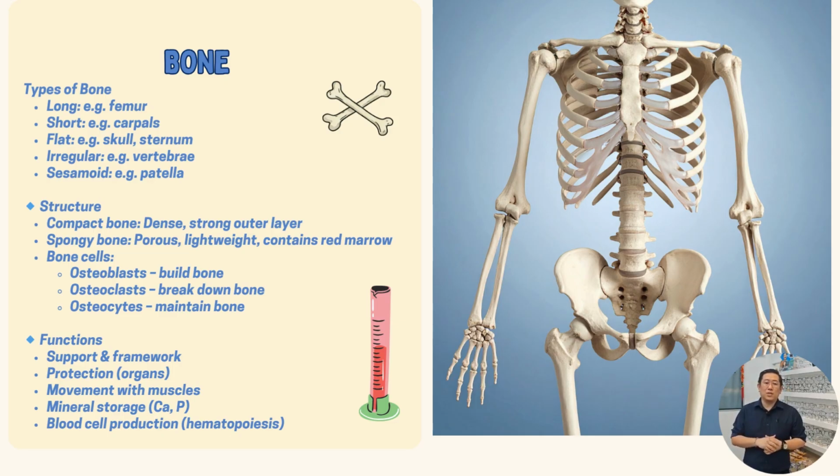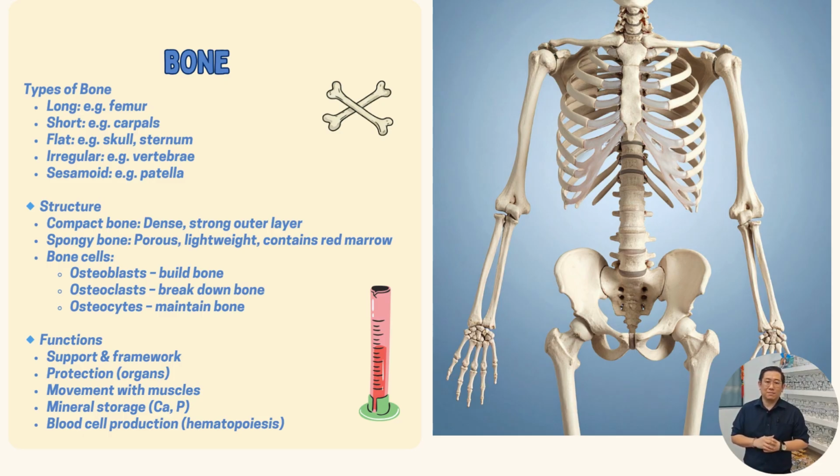Functions of bones include support for the body framework, protection of organs like the brain and lungs, movement when muscles pull on the bone, mineral storage for calcium and phosphorus, and blood cell production in the bone marrow. In short, bone is a living, active tissue that constantly remodels itself to stay strong and healthy. Now I'll pass to Sunny to explain about the cartilage.